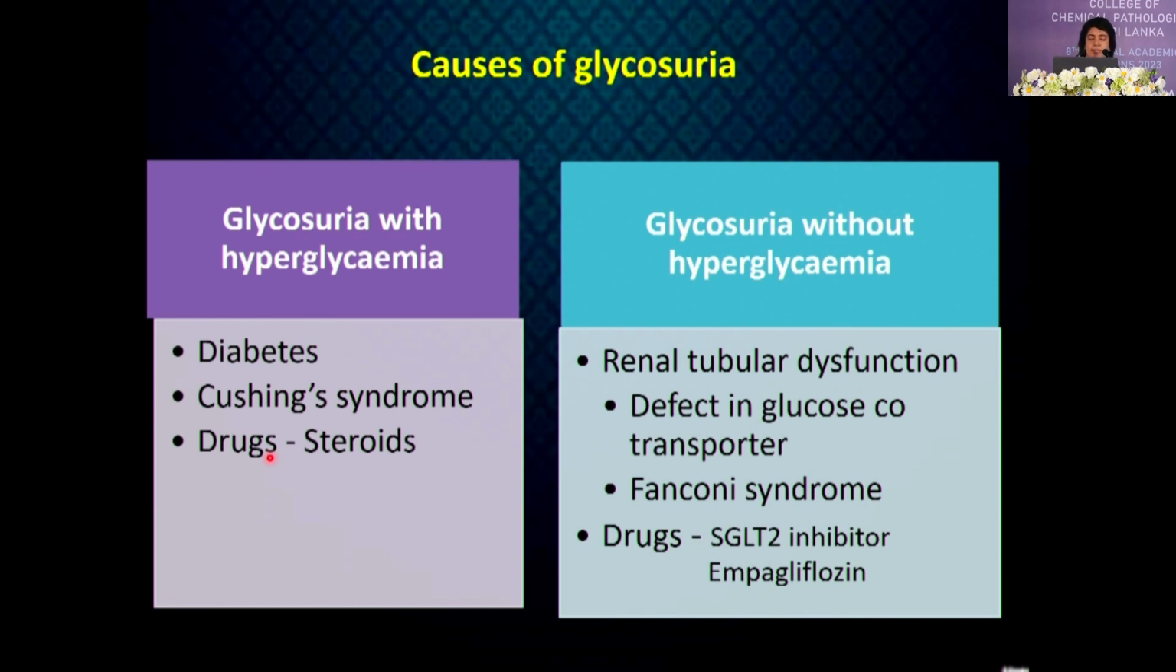And certain drugs, for example SGLT2 inhibitors, inhibit the absorption of glucose in the proximal tubule. Empagliflozin is one of the popular antidiabetic drugs which is widely used these days. It inhibits the absorption of glucose at the proximal tubule. So a diabetic patient who is on this drug will develop glycosuria in the presence of normal plasma glucose.